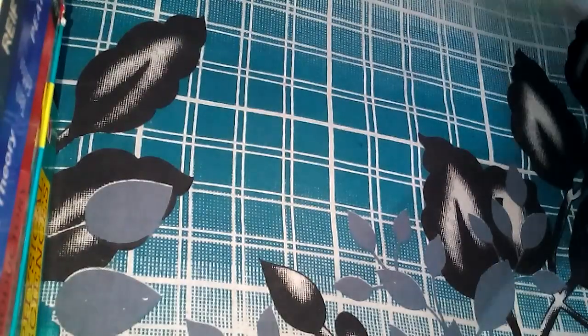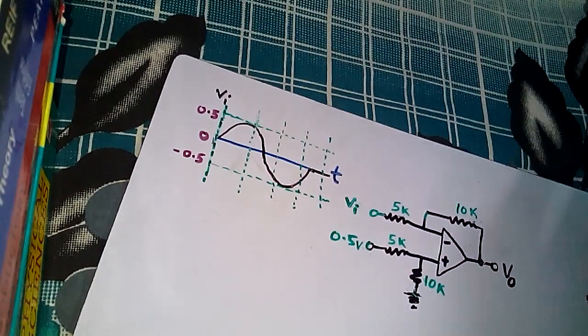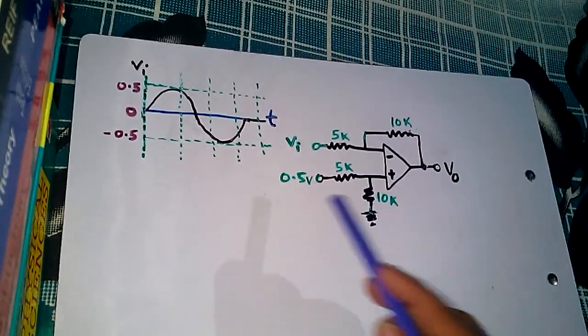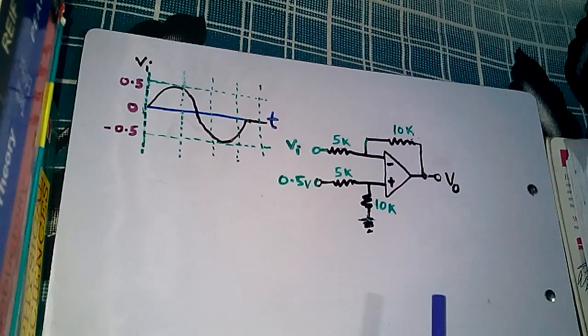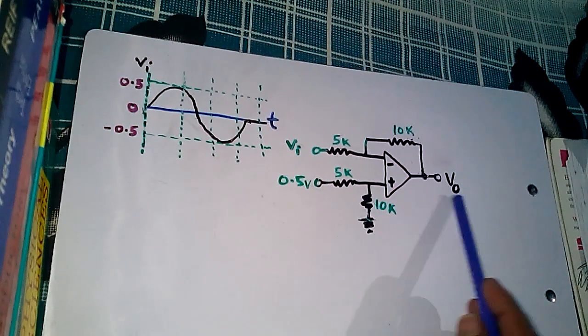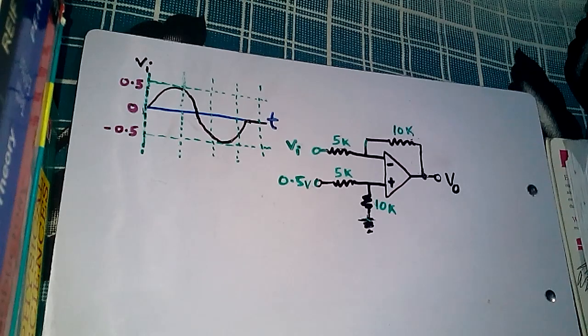This circuit and the input signal that have been given in our problem, I have also drawn on my board. So here is the circuit that has been given in our problem. What is the output we have to find?